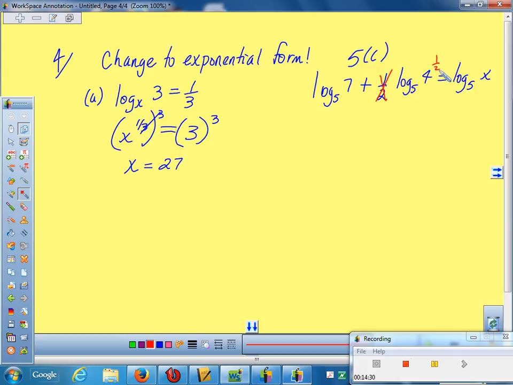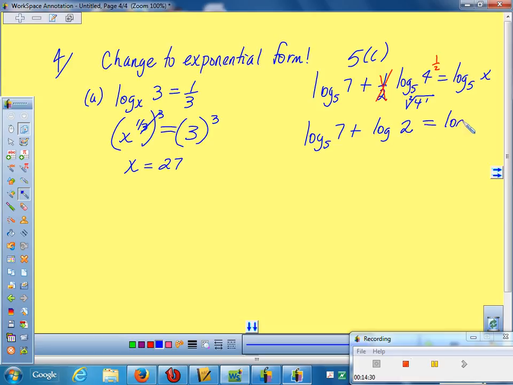But the big question is, what's 4 to the 1/2 power? 2. Okay, why is it 2? Because that is the square root of 4. That's 4 to the 1/2 power. That's a root. It's not 2 because you took 4 times a half. It's because it's the square root of 4.